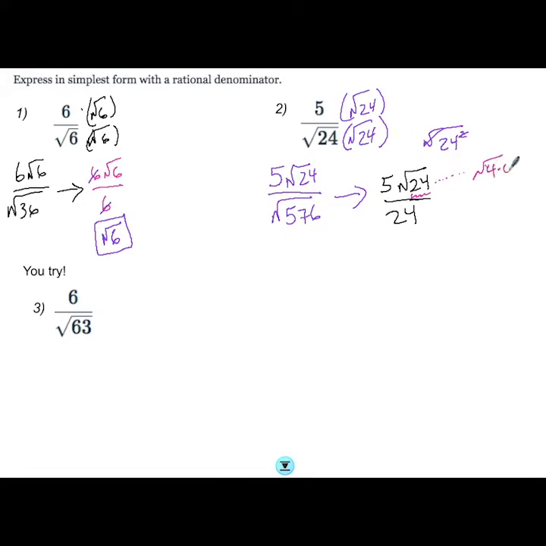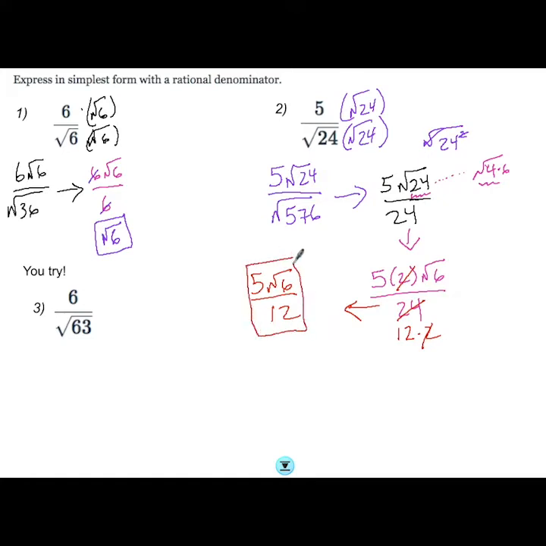4 times 6. And so, because the square root of 4 is rational, that's 2. So this ends up being 5 times 2 times square root of 6 all over 24. Now before I multiply that 5 and 2, we all know that that's 10. But before we do that, let's take a common multiple out of here. So 24 is 12 times 2. These 2's cancel. So my final here is going to be 5 root 6 all over 12. Box it or heart it.